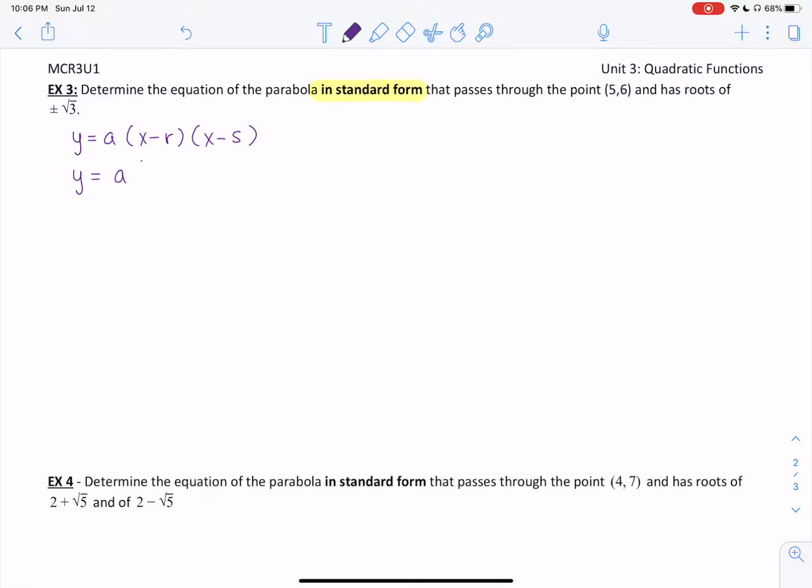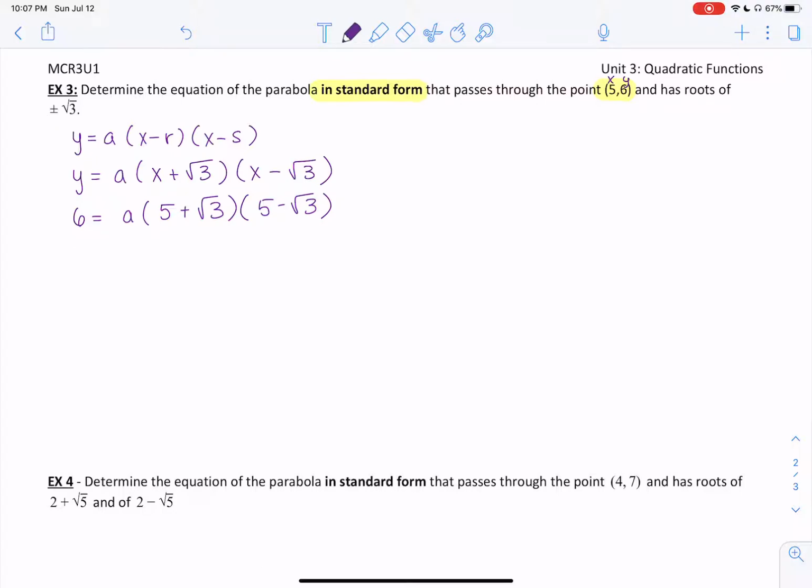We still don't know what a is. So I've subbed in my roots. And now I need to find a. So if I look, what haven't I used yet? I haven't used this coordinate. So let's sub that in for x and y. So we'll have 6 equals a, 5 plus root 3, 5 minus root 3, like this.